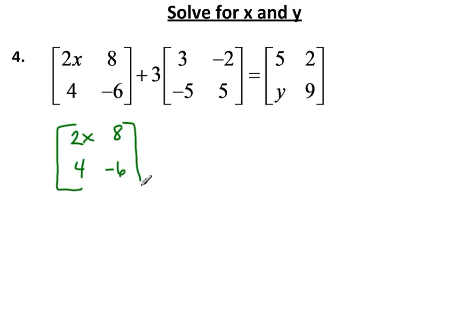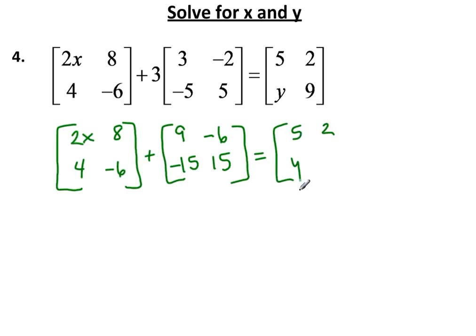Now you might get to the point where you can do a lot of this stuff in your head and you don't have to do as much work as I'm showing right now, but for your notes it's probably a good idea to actually do all of these steps. So when you look back you understand what happened. 3 times 3 is 9. 3 times negative 2, negative 6. 3 times negative 5 is negative 15. 3 times positive 5 is positive 15.